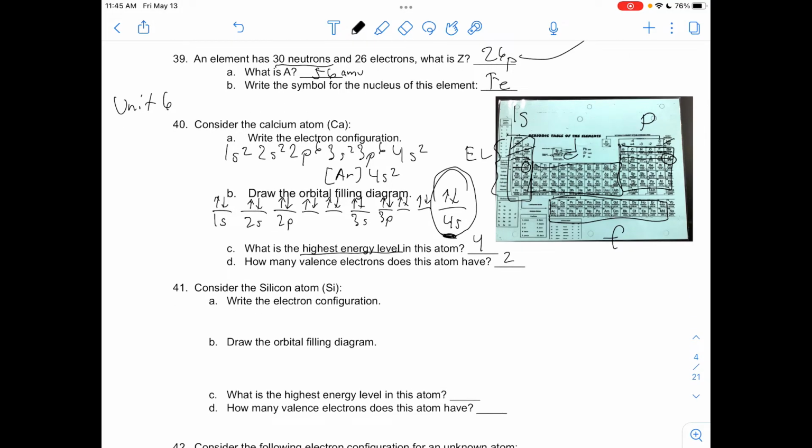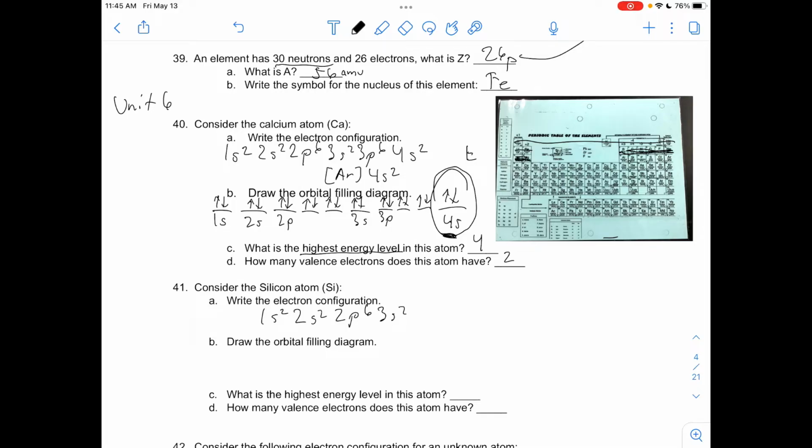Silicon, we're going to do next. Just going to erase some of this. Silicon. Again, I'm going to fill up the first row, so 1s2. Beryllium is 2s2. Up to neon, 2p6, and sodium, magnesium. And then silicon's right here, so it's row 3, in the p area, and it's the second atom in that area, so 3p2.